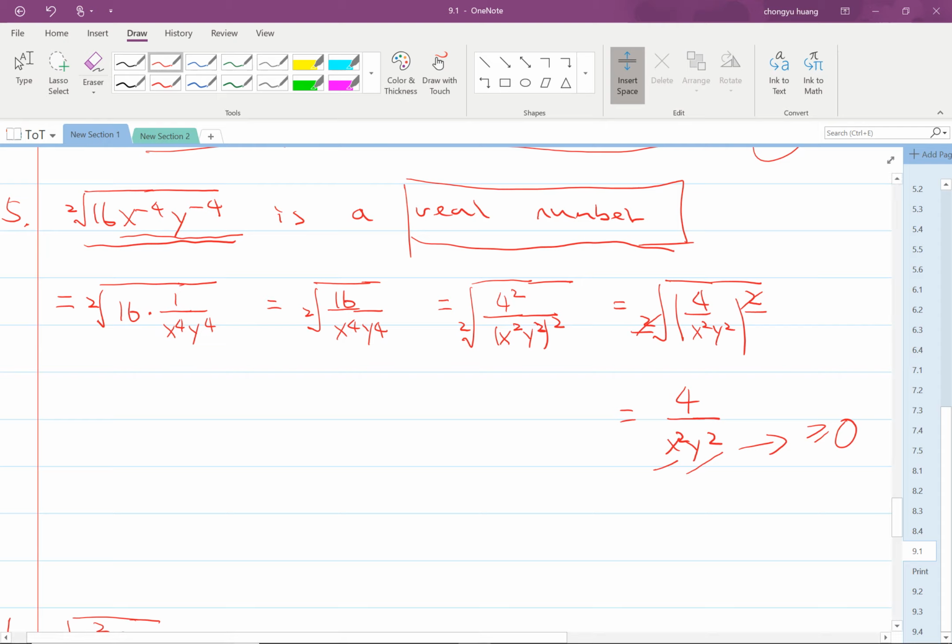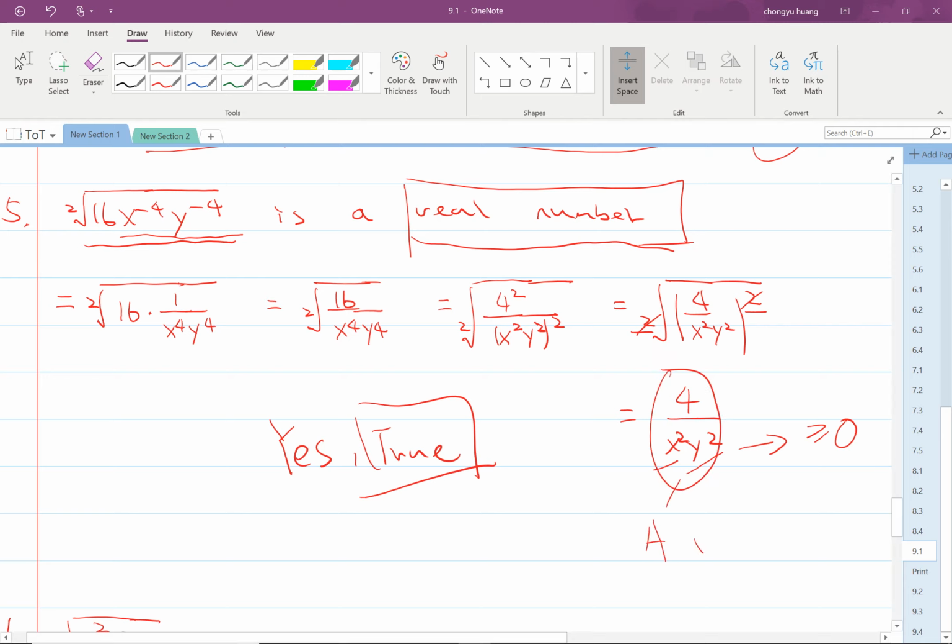So the statement over here is actually true. Yes, true. The statement is true. It is a real number, because you can see this statement is also written as a ratio, right?